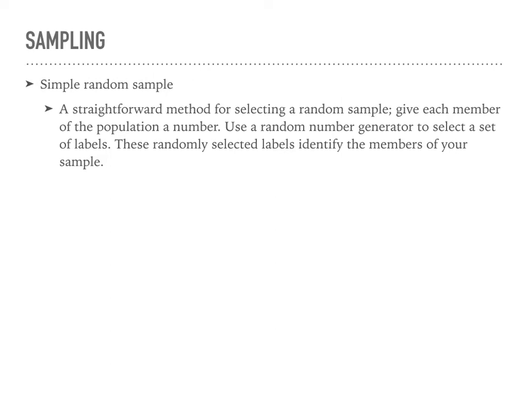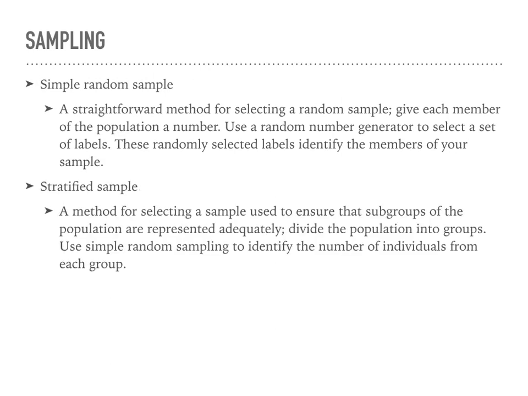The next method we will talk about is the stratified sample. Stratified sampling is a method for selecting a sample that's used to ensure that subgroups of the population are represented adequately. You divide the population into groups. Then you use simple random sampling to identify the number of individuals from each group.